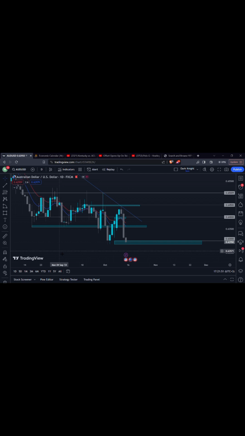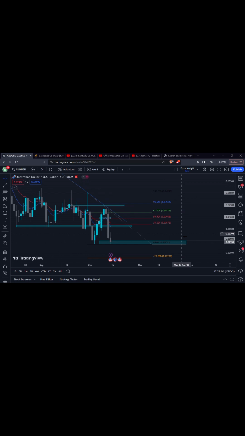So I used the Fibonacci tool. I took my Fibonacci tool from the top of that shooting star to the bottom of that last touch, the last touch of the low. I have settings on my Fibonacci that allow me to make more accurate predictions. As you can see, the markings on my Fibonacci and your Fibonacci might be different.